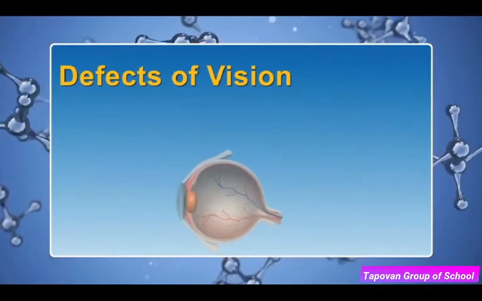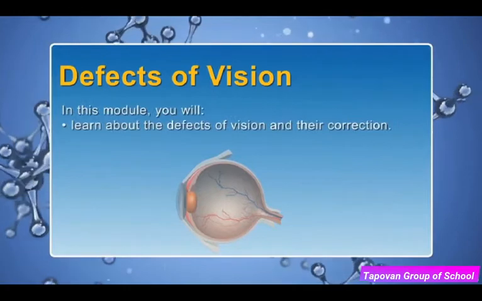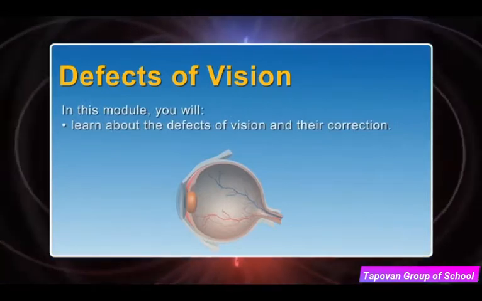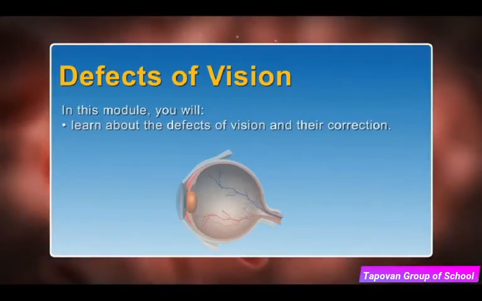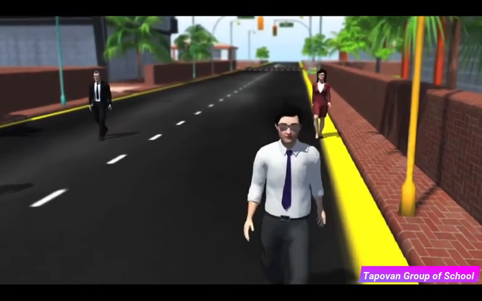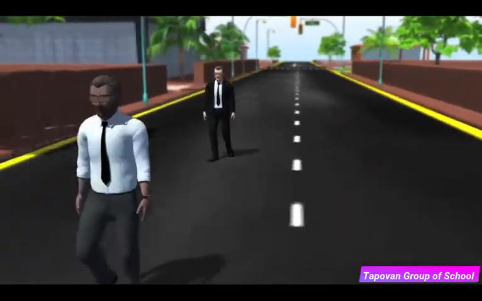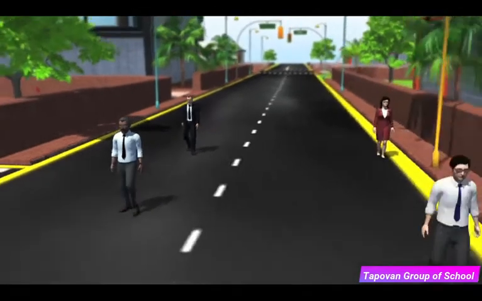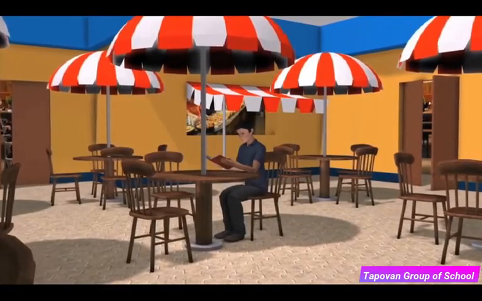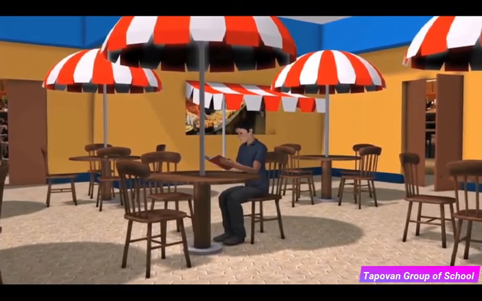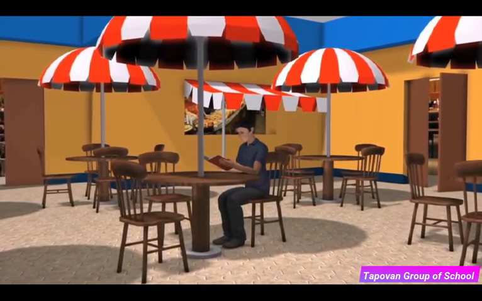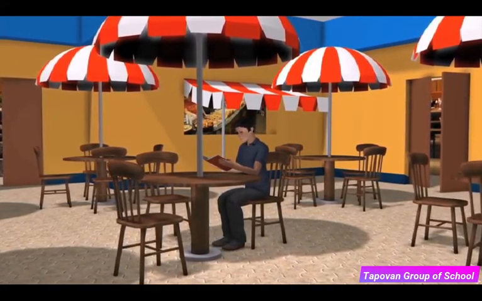Defects of vision. In this module, you will learn about the defects of vision and their correction. You must have seen some people around you wearing spectacles. They wear spectacles because they are not able to see things comfortably without it. This means that their vision suffers from defects.